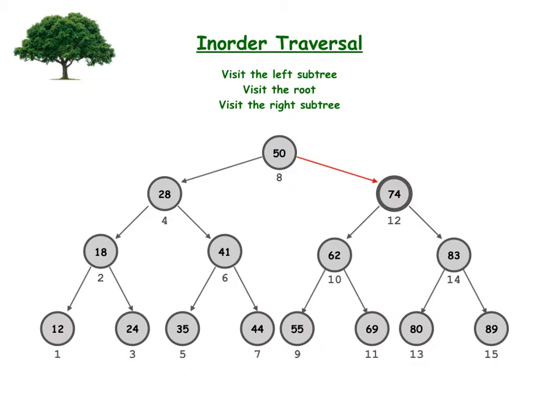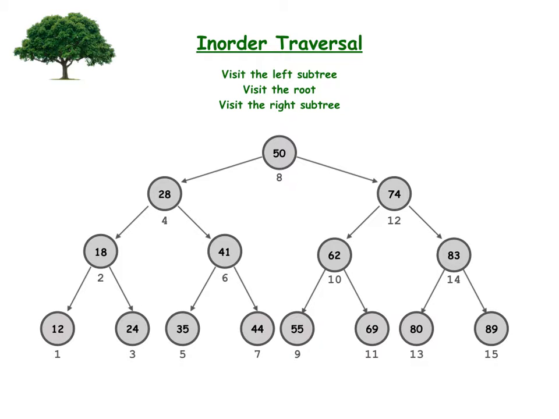We come back up. 74's left subtree has been visited. 74 itself has been visited. And the right subtree has been visited. So we come back up. And likewise, the root's left subtree has been visited. The root has been visited. And the entire right subtree of 50 has been visited. Thus, the entire in-order traversal is complete.